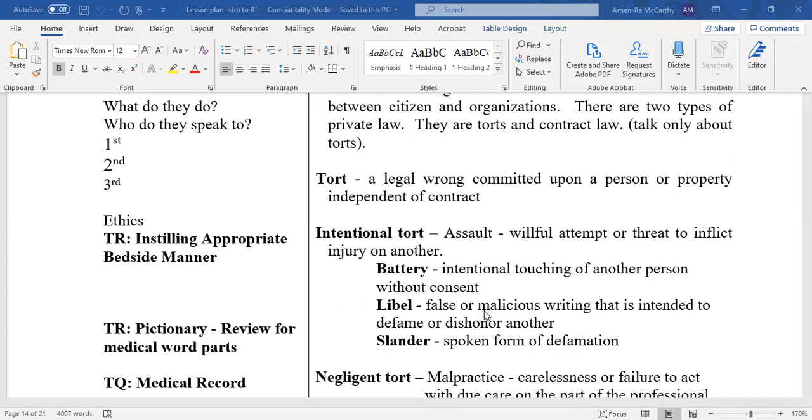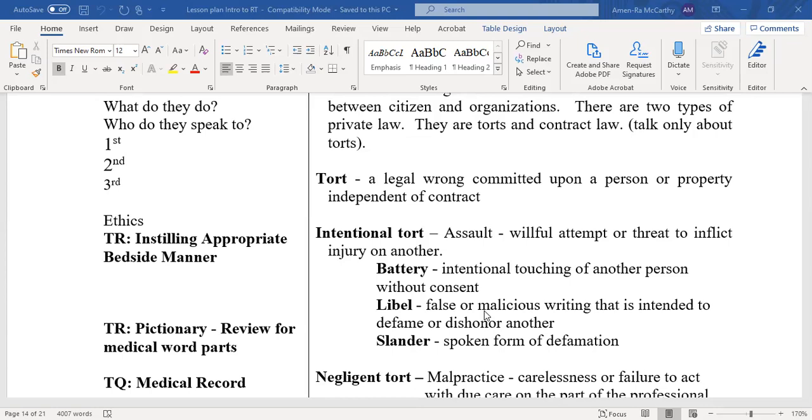Libel is false or malicious writing that is intended to defame or dishonor somebody. So libel is gossip on paper, right? You're lying on somebody, but it's on paper. You write a little note about, did y'all hear about such and such? Her and her husband did this, or she didn't do this to the patient, or she got AIDS, or I heard she was... Nobody wants to be around you once you hear about something like that.